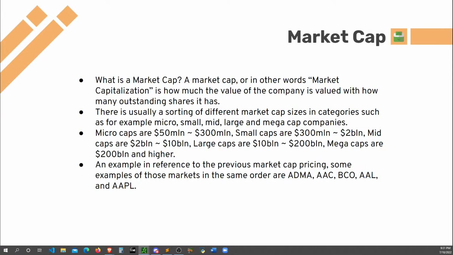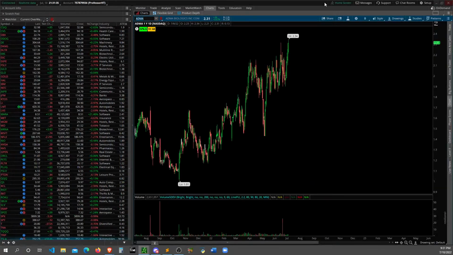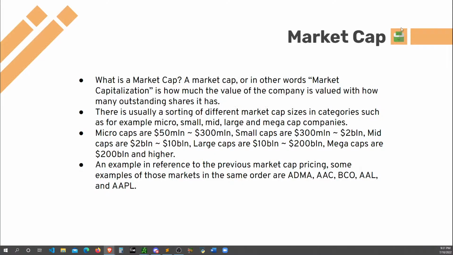1 second. I'm going to have to pull this back up every time I want to do it. So, this particular stock, ADMA, is going to be a micro cap. Right, and we're looking at $2.34 today. So anything under $10, in my opinion, is a penny stock. But that's just my opinion. All right, so let's see. And that was a micro cap, so basically 50 million to 300 million.